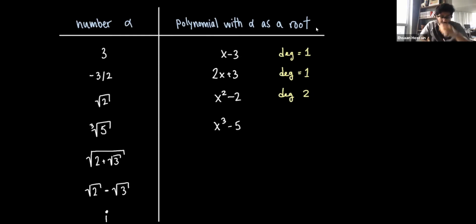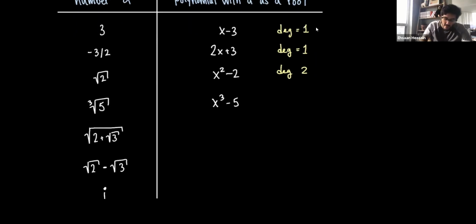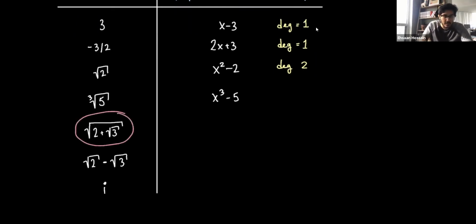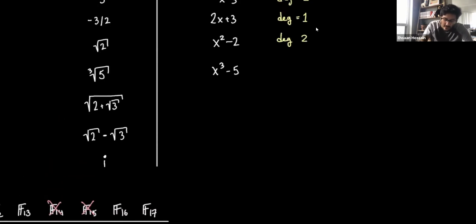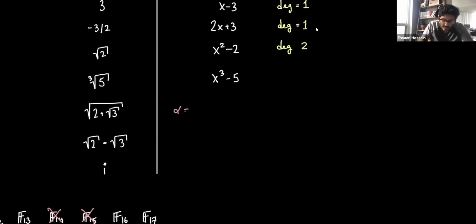Oop, I have to go exactly at 11. How about the next one? This one's trickier. How about this? Root 2 plus root 3. I'll show you a trick. Oh, this is all our field stuff we were doing earlier. Let's call that number alpha: the square root of 2 plus the square root of 3.